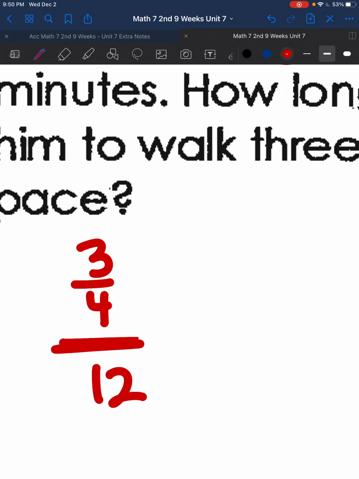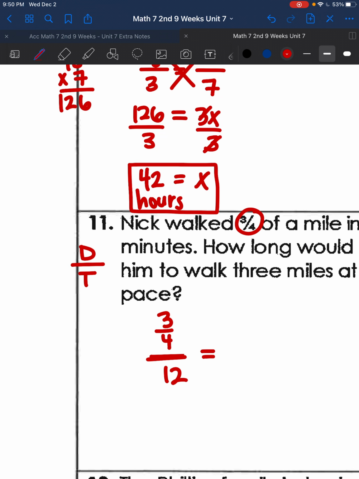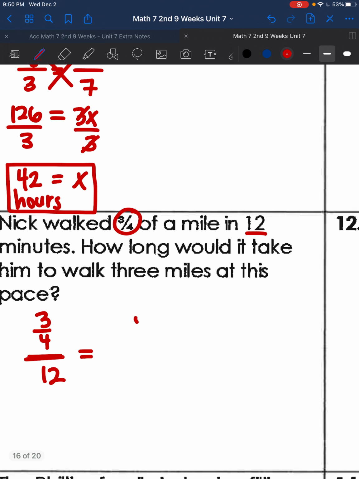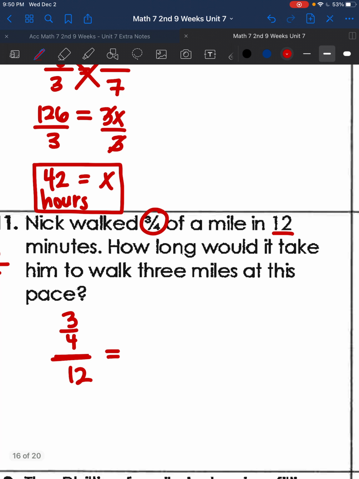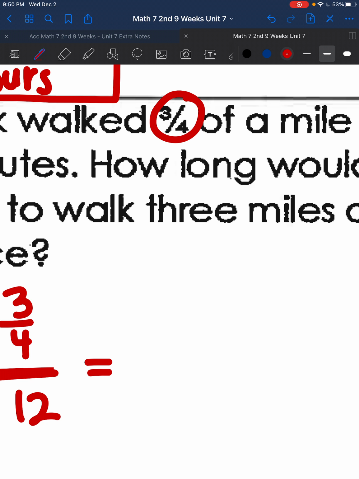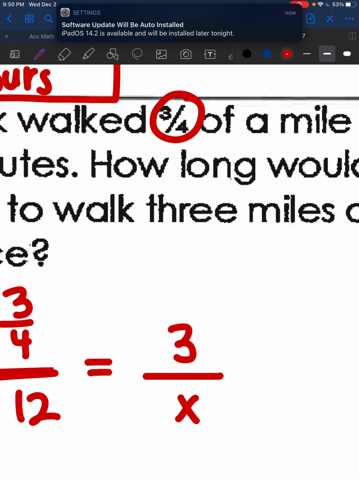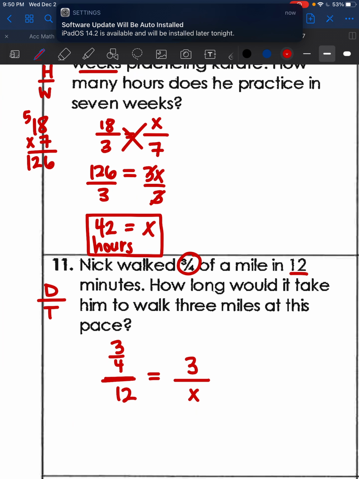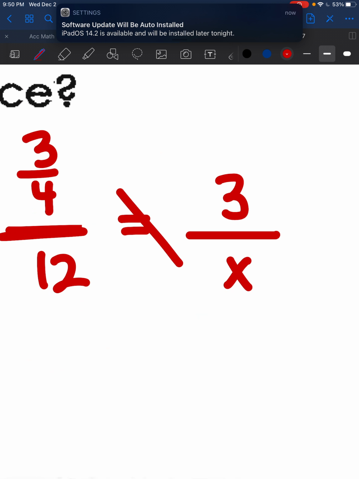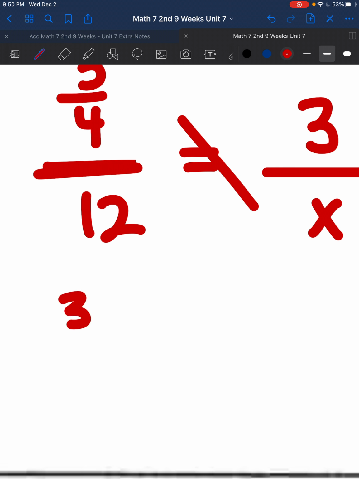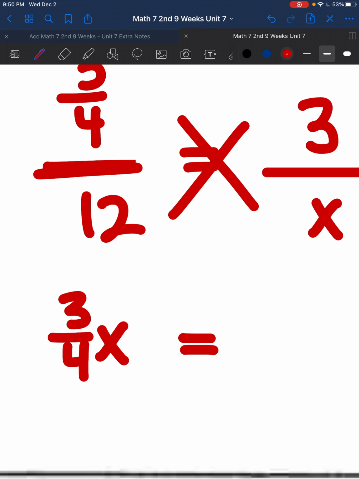So that's my first ratio: 3/4 over 12. And I'd set that equal to something. Now I want to know how long it would take him to walk 3 miles. So I know that the distance goes on top, and then the value that I'm trying to find, the time it takes him to walk that far, goes below that. Okay, so now we can cross multiply.